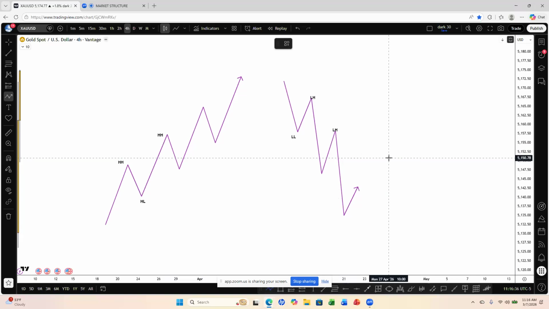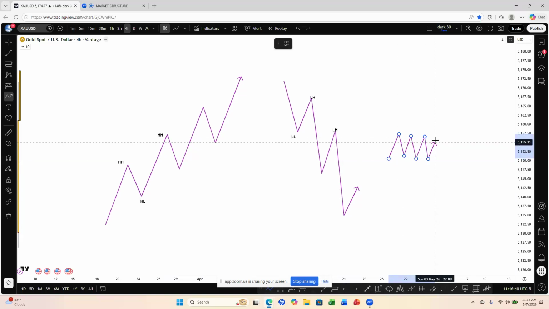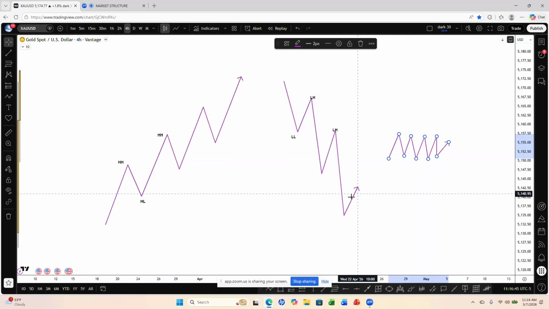And then of course you have what is basically consolidation or ranging, where the market is just going back and forth and really isn't making any type of structure.